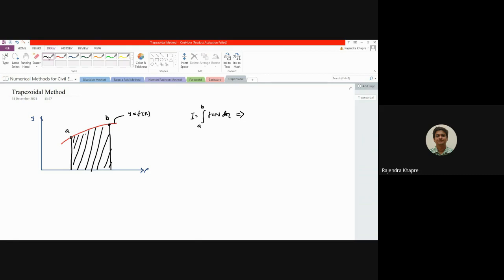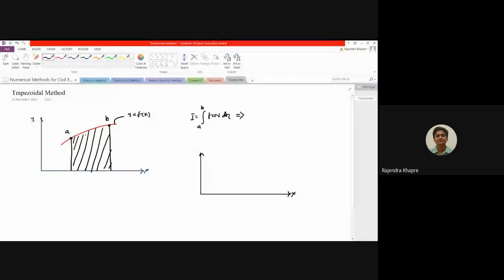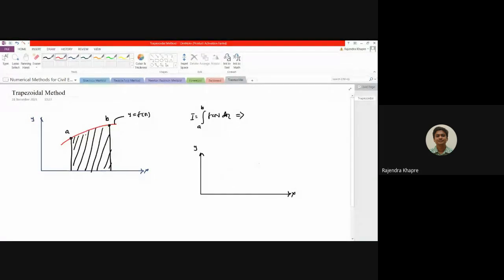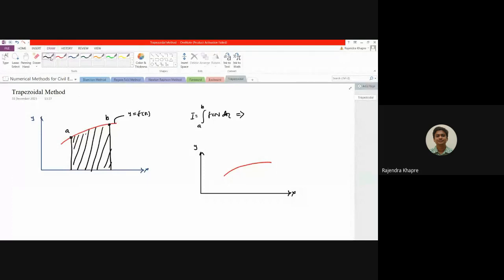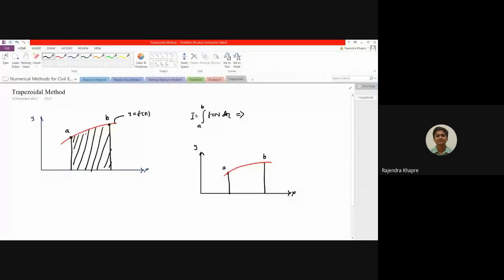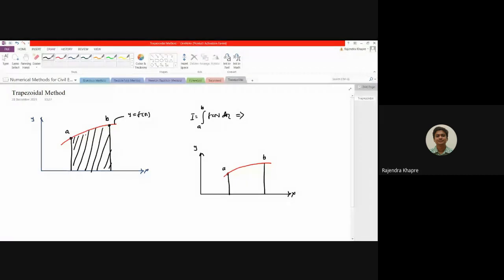Now to understand this, let us quickly try to develop the equation for the trapezoidal method. So for example, this is your x-axis, this is your y-axis, and again we have a curve which is going like this. Then we have a lower limit, so this is your point a, and this is your upper limit, this is your point b.